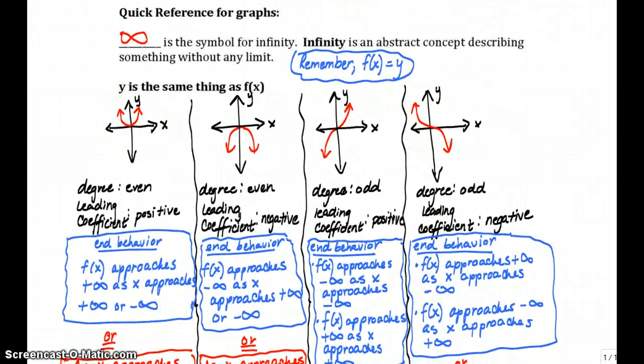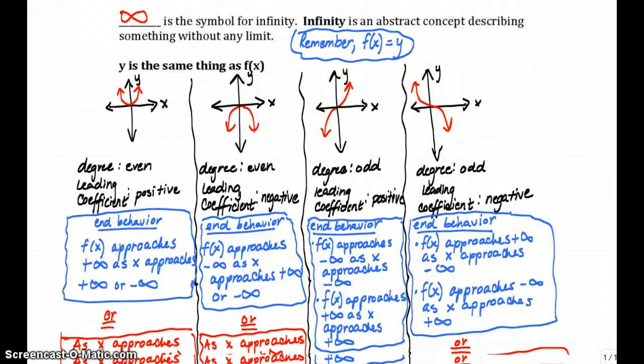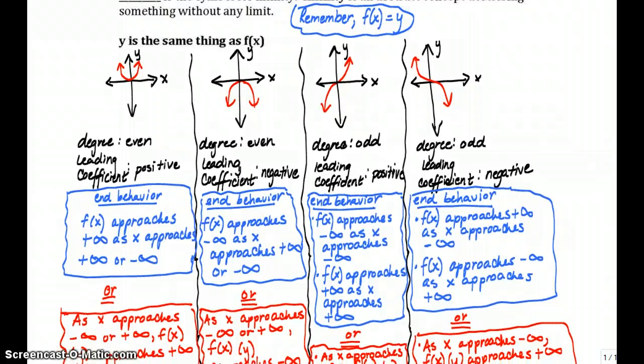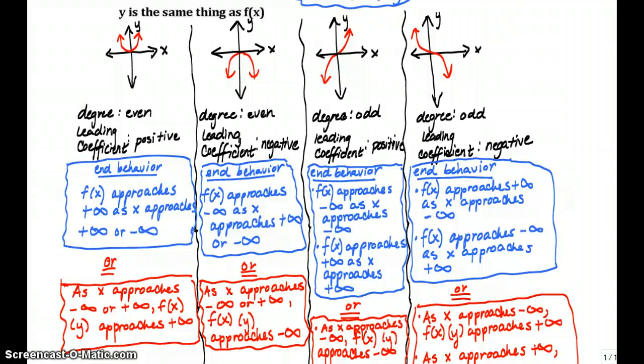So we're going to start with the graph that's the parabola, which means it's got an even degree. It's opening up, so its leading coefficient is therefore positive. Now here's the new part to this. You have to be able to describe the end behavior. This is how the book describes it, and I'm going to describe it slightly different. F of x, end behavior is f of x approaches positive infinity as x approaches positive or negative infinity.